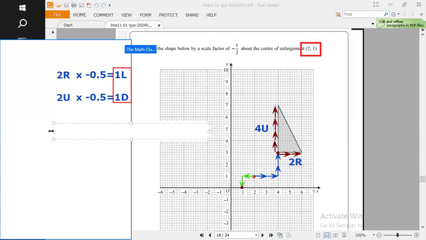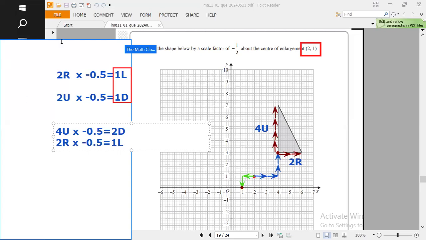So I have 4 up, multiplied by the scale, which is negative 0.5. As we said, 4 times 0.5 is going to be 2, and up multiplied by the negative is going to be down. This is the first movement. And then the second one, we have 2 right. We multiply it by negative 0.5, which is negative half. 2 times half is 1, and right times negative is going to be left.